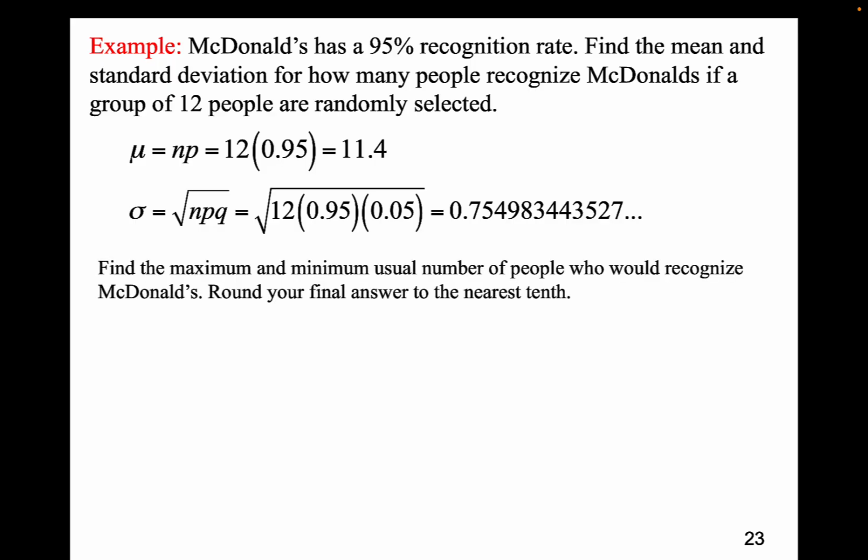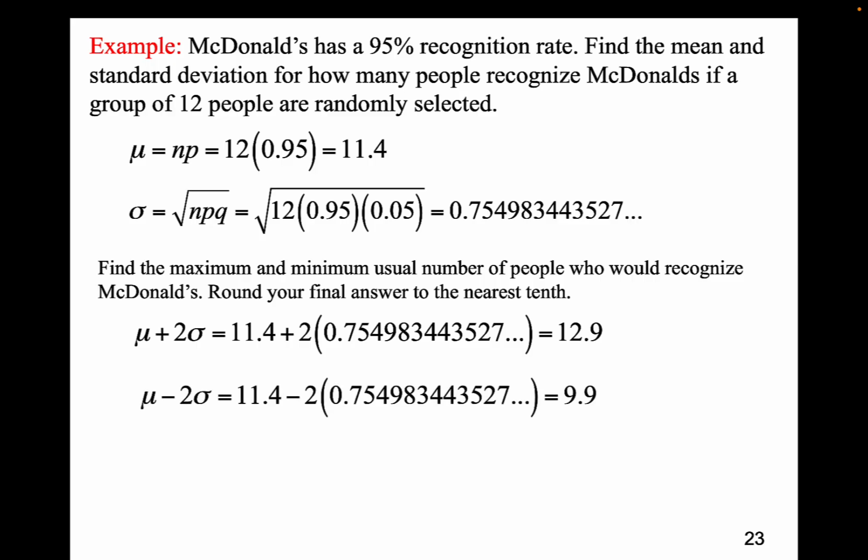Now, we'll find the maximum and minimum usual number of people by taking the mean, 11.4, subtracting 2 standard deviations to get the minimum, adding 2 standard deviations to get the maximum. It would look like this for the maximum usual number of people, and this for the minimum number of usual people. And that means number of people out of 12 randomly selected that would recognize McDonald's. So the usual range, it's somewhere between 9.9 and 12.9.